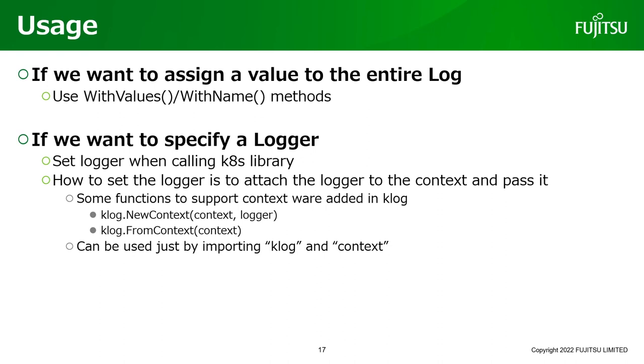Another case: if we want to specify a logger, we set the logger when calling a Kubernetes library. The way to set the logger is to attach the logger to the context and pass it. Some functions to support context were added in the klog library. klog.NewContext makes a new context that has a specified logger, and klog.FromContext returns the logger that is included in the specified context. The features can be used just by importing the klog and context libraries.